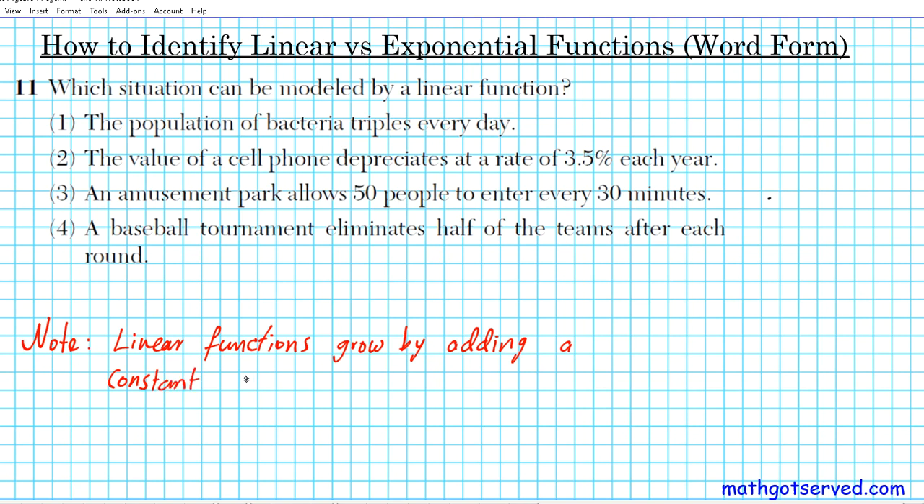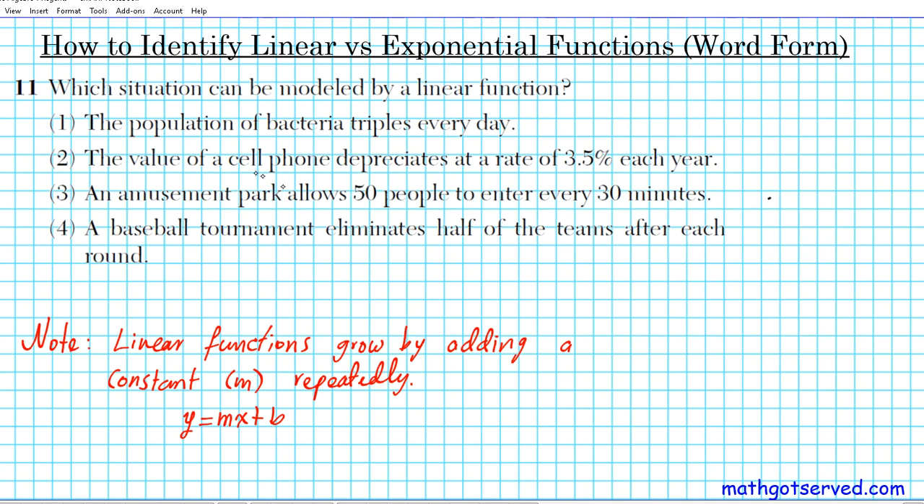We can call the constant, let's say m, okay? By adding a constant m repeatedly. So think about linear functions as a growth by repeated addition. If you're adding the same number over and over again, the terms that are generated by that process are going to be the output values of a linear function. And the formula for linear functions is basically y equals mx plus b. This is the slope-intercept form of a linear equation. m represents that value you keep adding, and b represents the original amount.